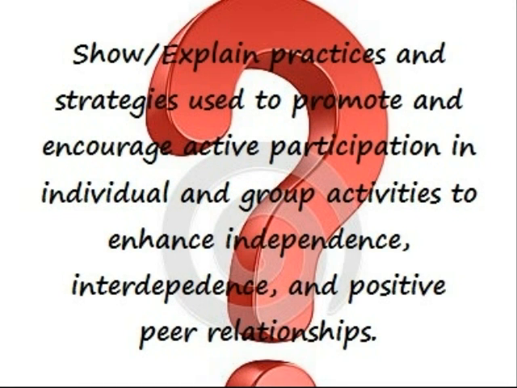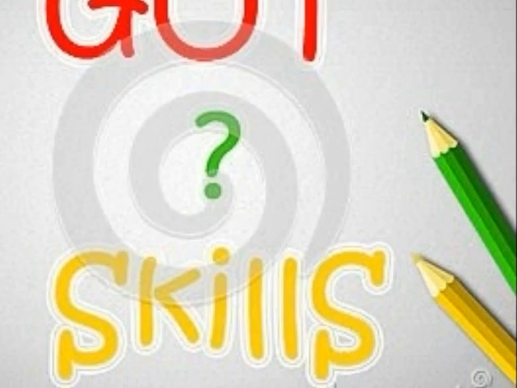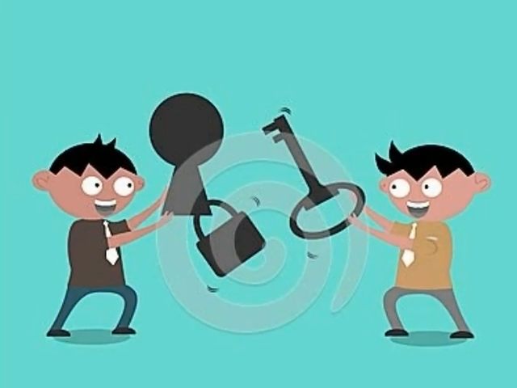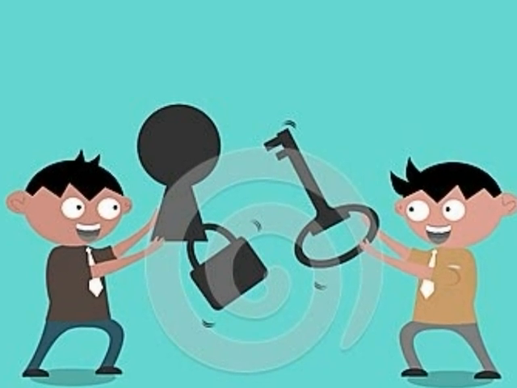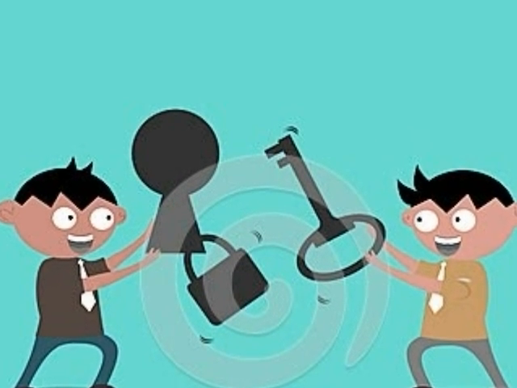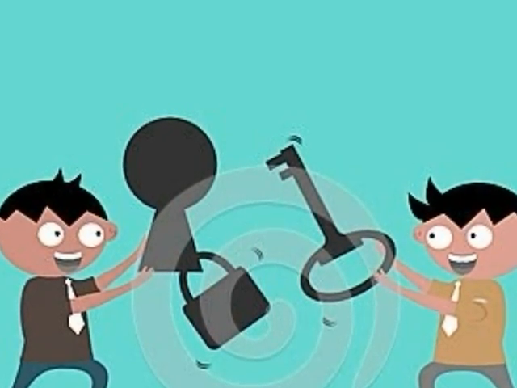Part 1. Show or explain practices and strategies used to promote and encourage active participation in individual and group activities to enhance independence, interdependence, and positive peer relationships. Social development is an important component of teaching gifted and talented students. In my classroom, I strive to foster positive peer relationships as well as to help my students develop their independence and interdependence. I believe that these are closely related.